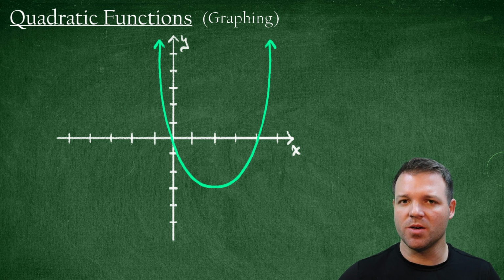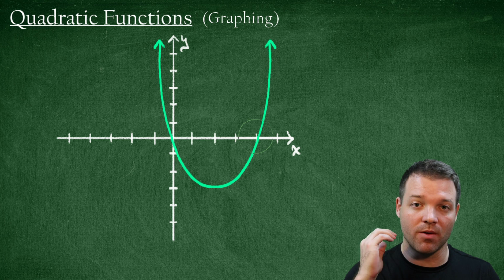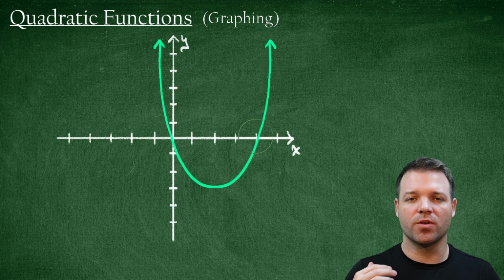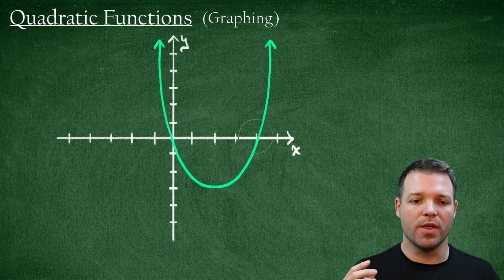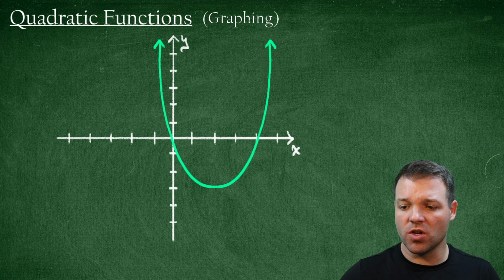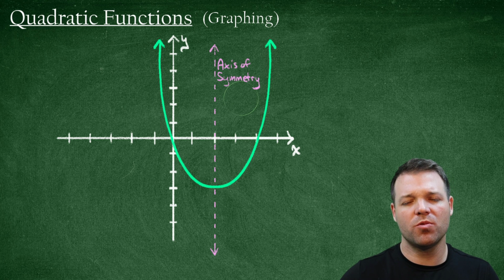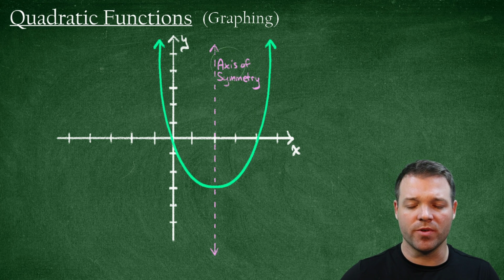Not only do we care about them as we graph them, because they're some of our major points that will help us graph these, but also if we're answering real life questions, then a lot of our solutions lie on these specific points as well. So first of all, a parabola is symmetric. Whether it's facing upwards or downwards, it is going to have what we call an axis of symmetry that will run vertically straight through the middle.